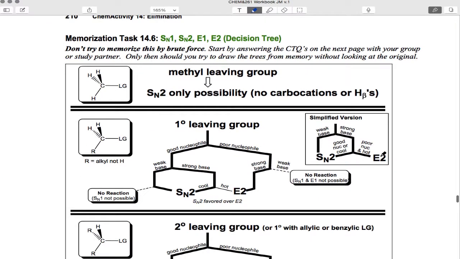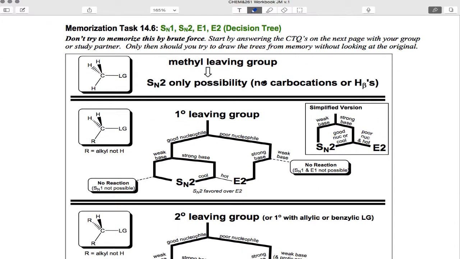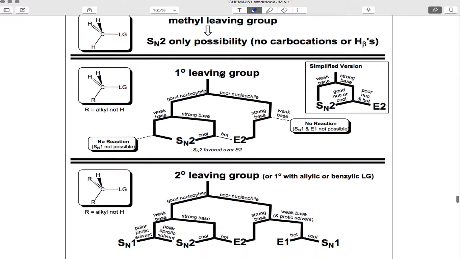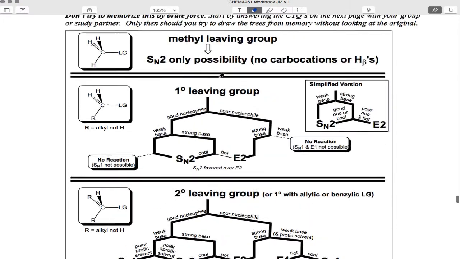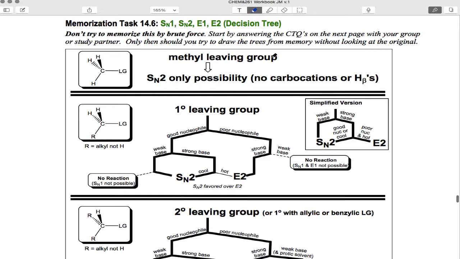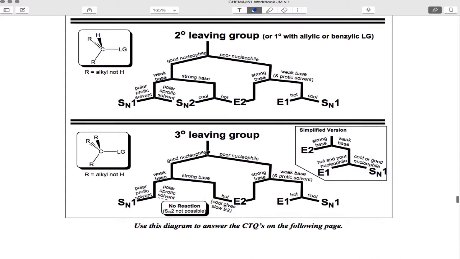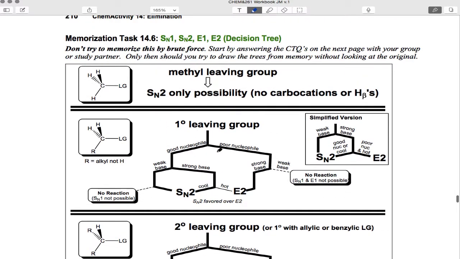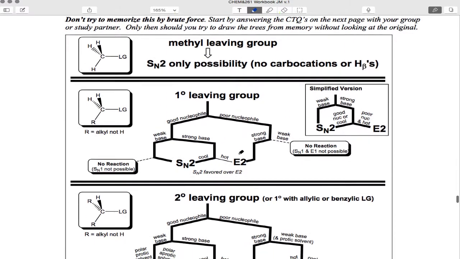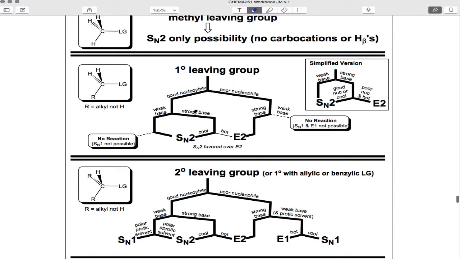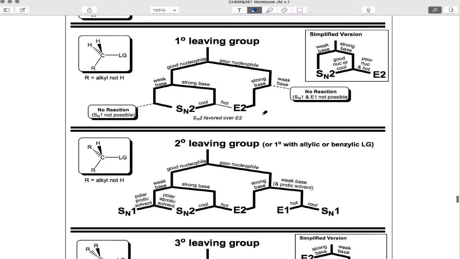Now something that I got from Andre Stromanis' book is this nice little flow chart here. It's a decision tree. And you can see that the first thing is just knowing, is it a methyl leaving group, primary, secondary, or tertiary? And then from there, good nucleophile or poor nucleophile would be your next question. Strong base or weak base is also your next question. And then you have temperature that sort of can steer you one way over the other.